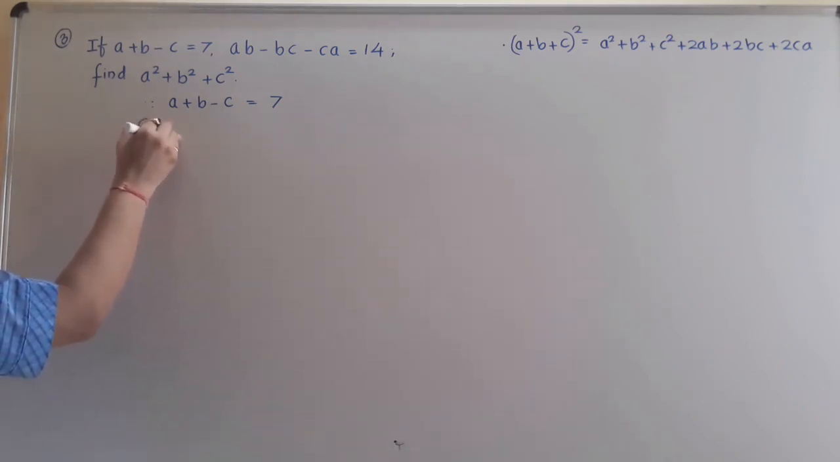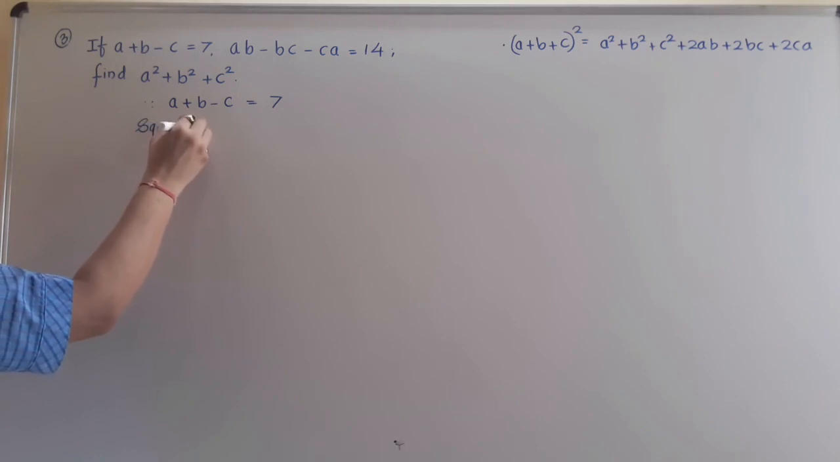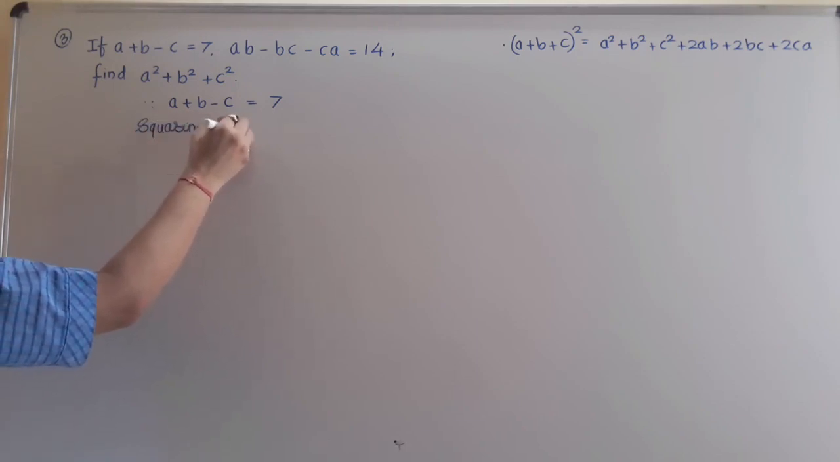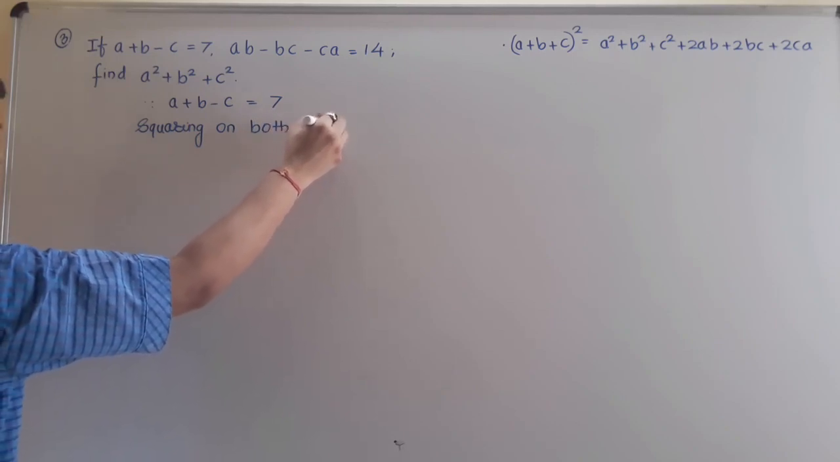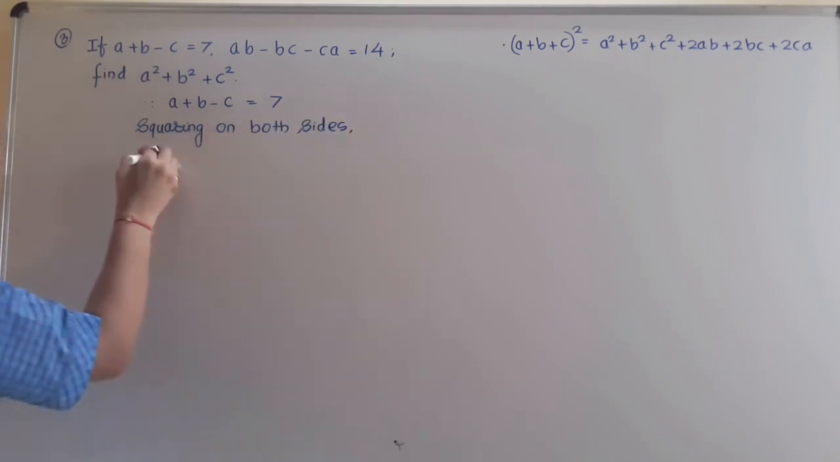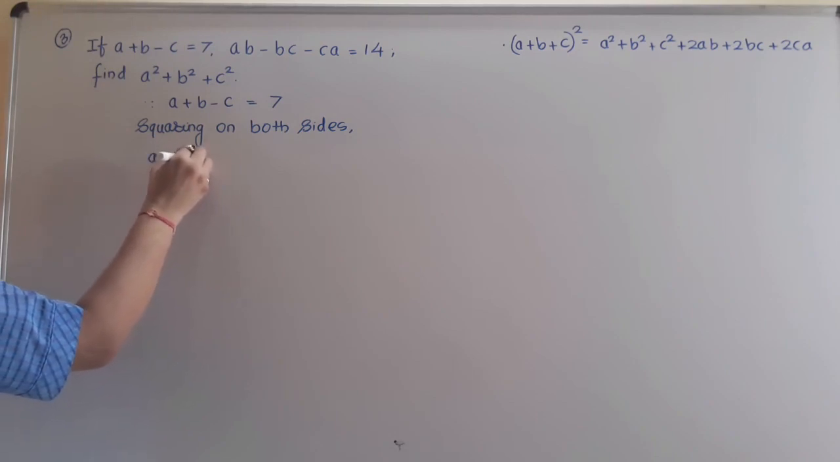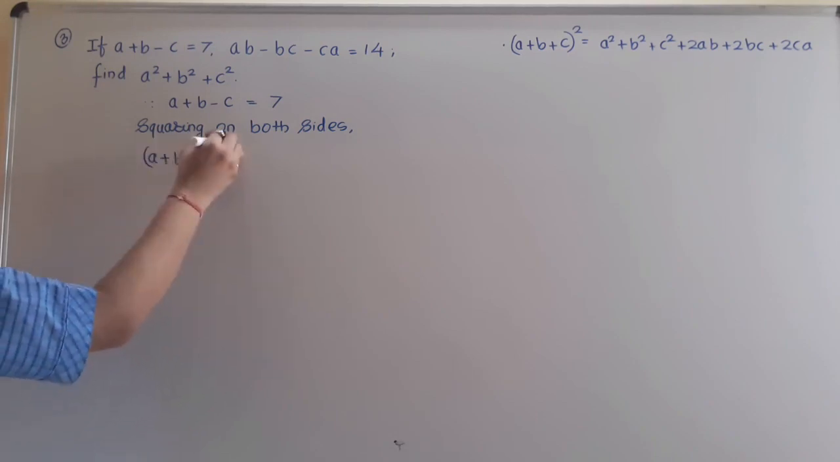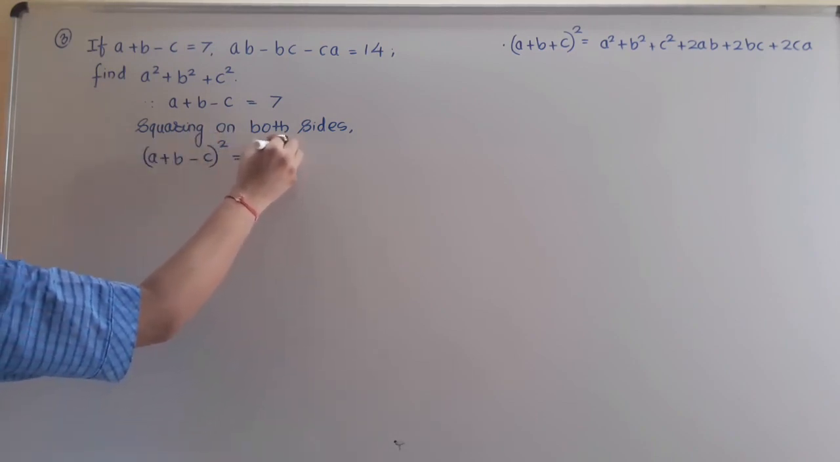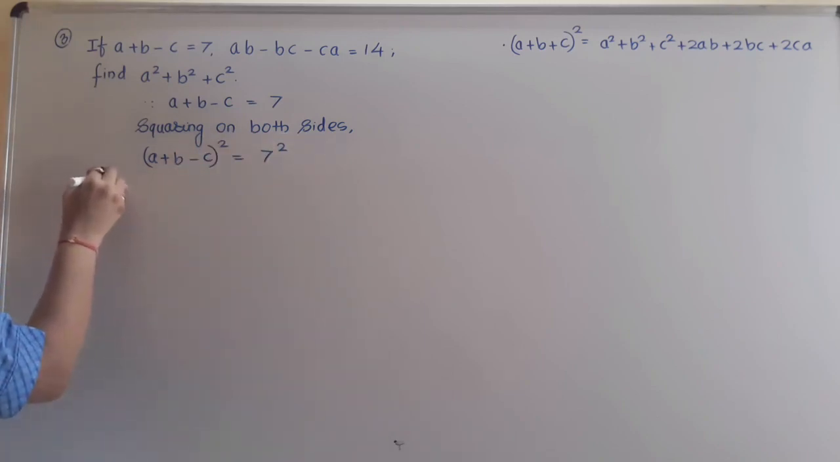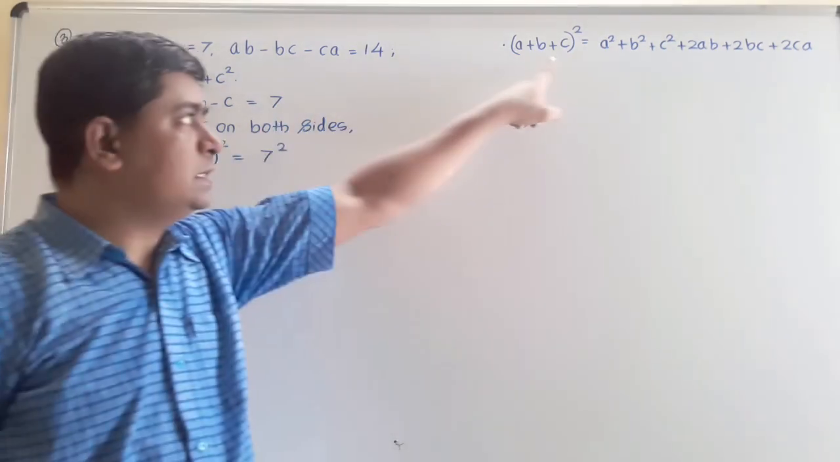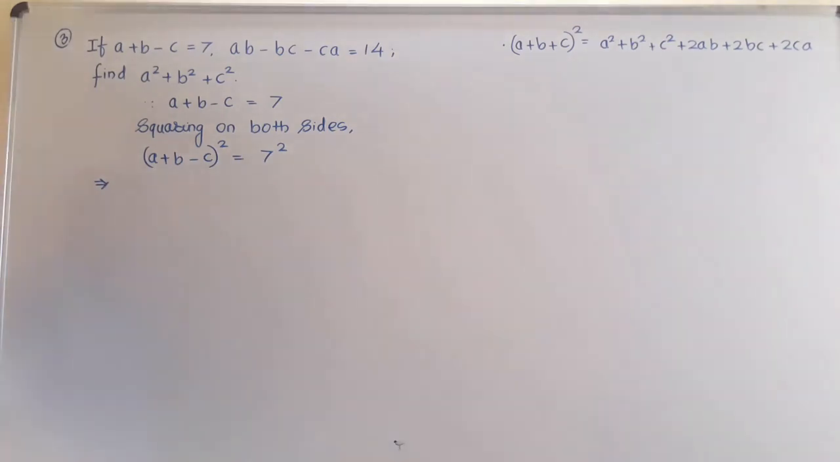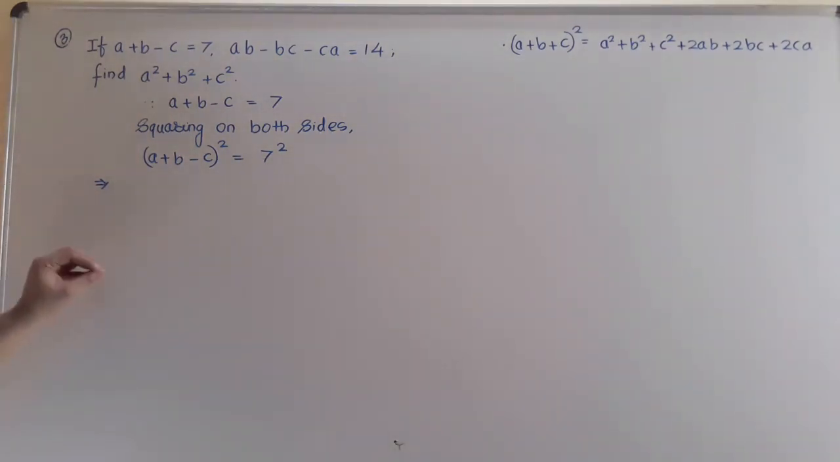First of all, let us do the squaring on both sides. So if I do the squaring, what will happen? Here this will become (a + b - c) whole power 2 is equal to 7 to the power 2. Now see, the left hand side is exactly as per the expansion of (a + b + c) the whole square.